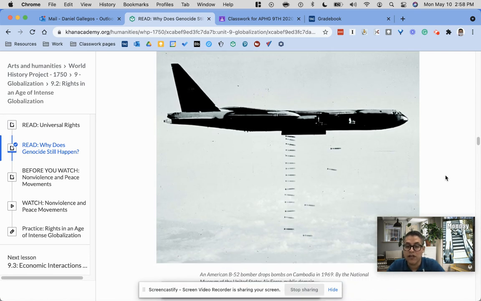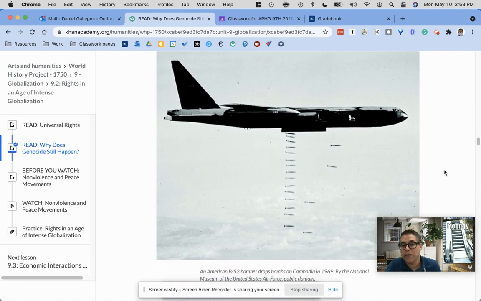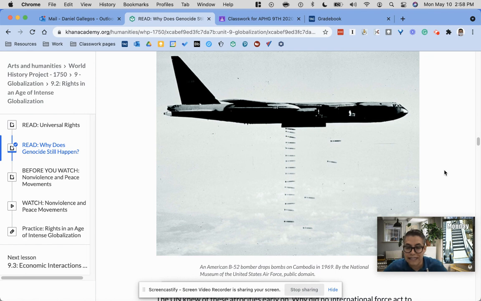So this image you see on the screen is an American B-52 bomber that was dropping bombs in Cambodia in 1969. When the United States found out about this, by the way, that we were bombing Cambodia rather than just bombing Vietnam, a lot of people lost trust in the American government. President Nixon, for example, was really criticized because of the bombing of Cambodia that took place when he was president. And the president justified it as saying that everything that we were doing there in that area was justified because we had to stop the Vietnamese.